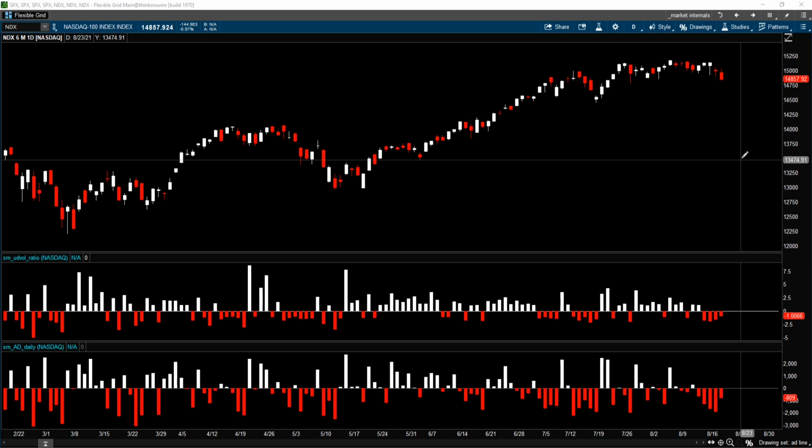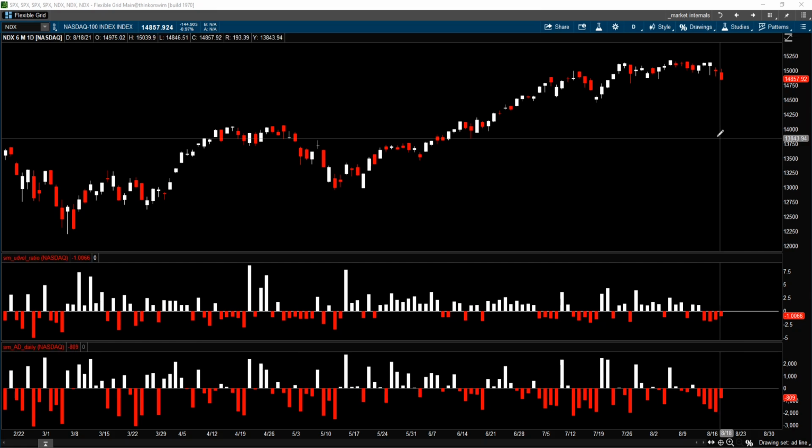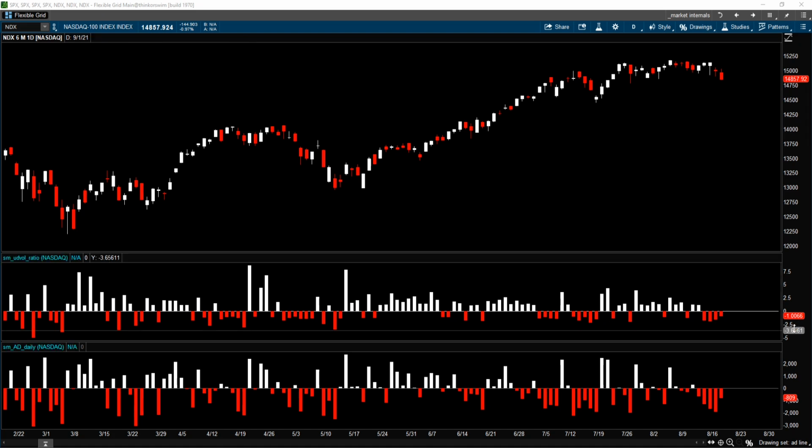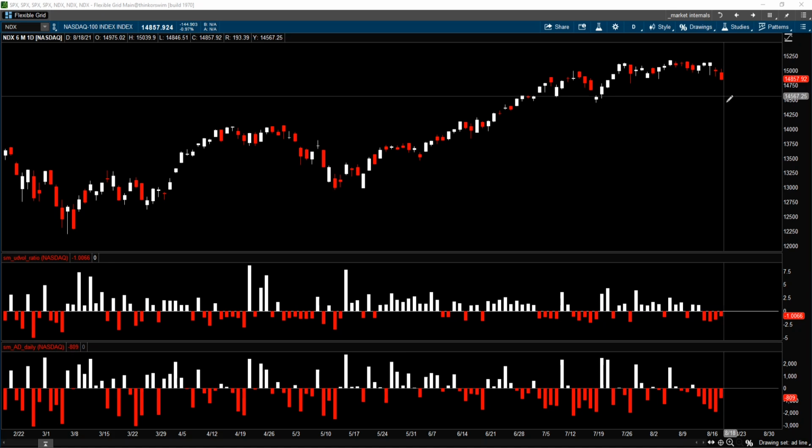And here, looking at the Nasdaq 100, the Nasdaq 100 is down a little bit under 145 points, or 0.97%. The up-down volume ratio is remarkably pretty neutral. It's only 1.006, so it's pretty much even between the up volume and the down volume. But the advance-decline, they declined by 809. So still, that is not too bad for a day that the Nasdaq 100 is down almost 145 points.